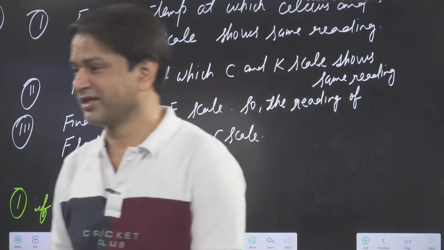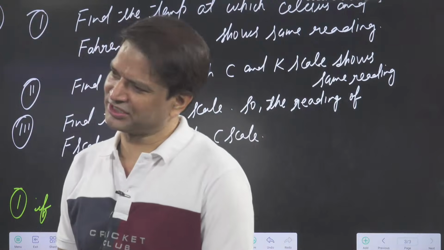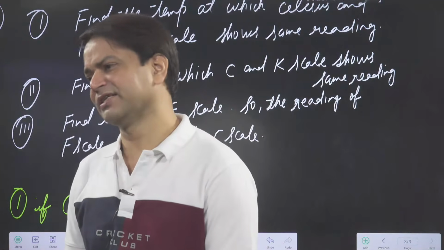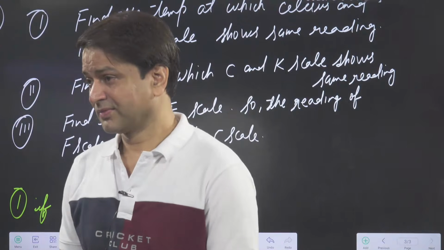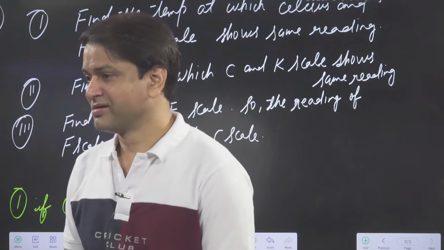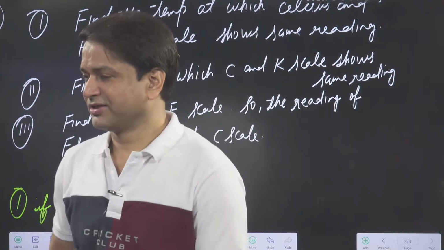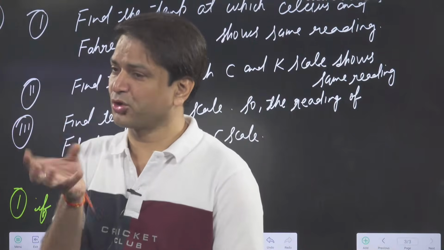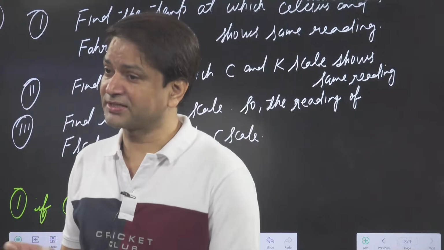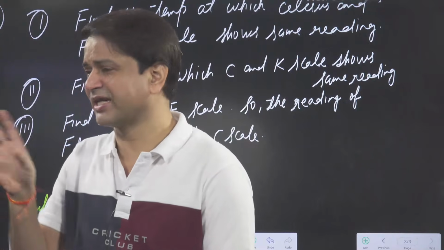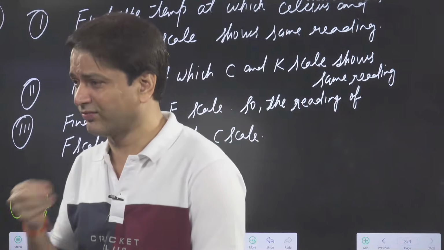No, it will not show the same. 0. Means 0 Celsius or Kelvin. Hiranmai, Harshita, 0 you are writing. So 0 means Celsius is showing 0 degree C, Kelvin is showing 0 Kelvin. I'm saying the temperature at which both will show the same reading. You are saying 0. Okay, so 0 means Celsius will show 0 degree C, Kelvin will show 0 Kelvin.